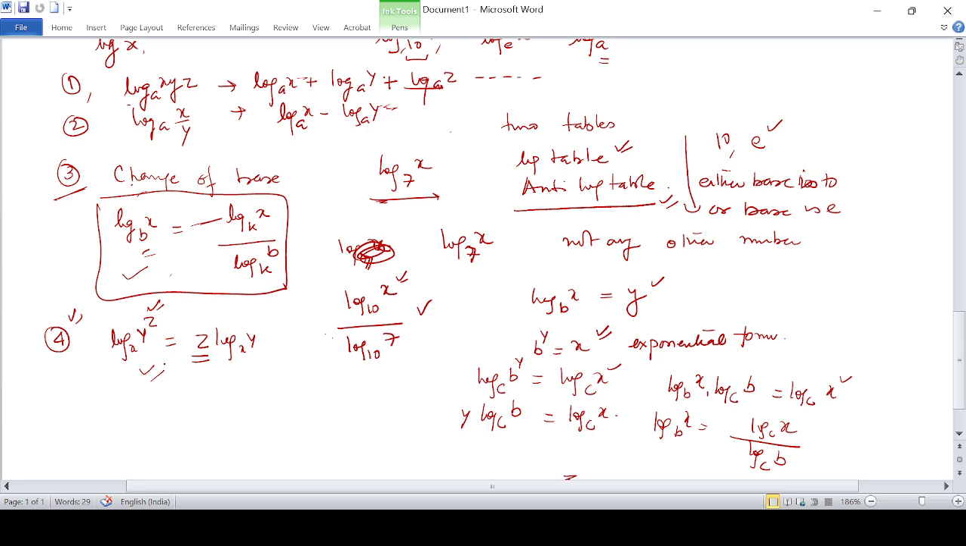The power in log becomes multiplication, the multiplication becomes addition, and division becomes subtraction. And the most important is the third, that is change of base. And I told you how the change of base brings you this formula which I have calculated here. So, all students kindly remember those things.